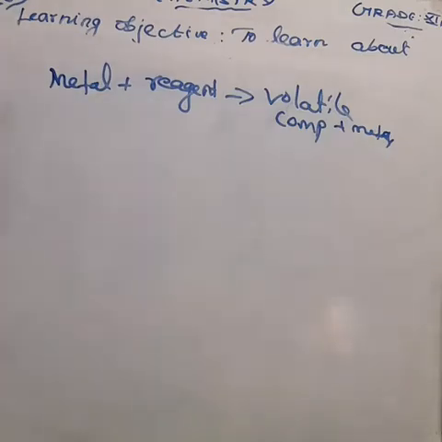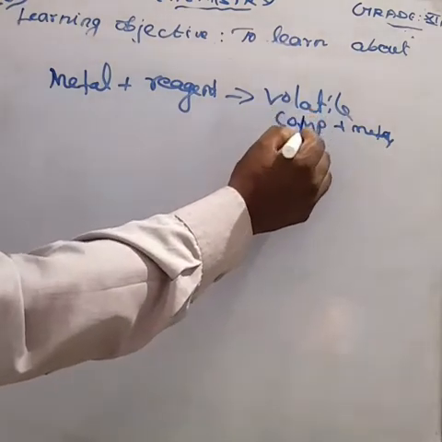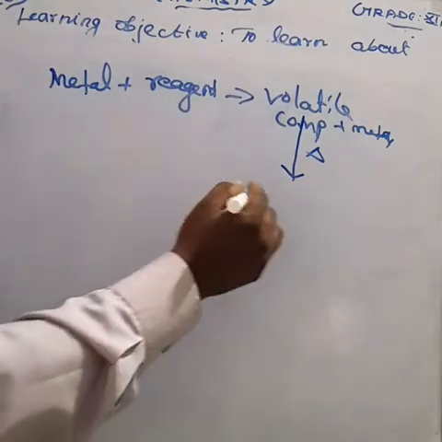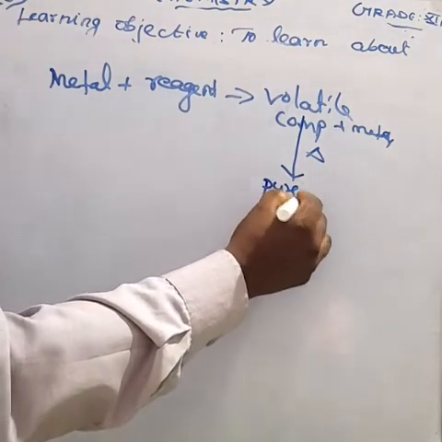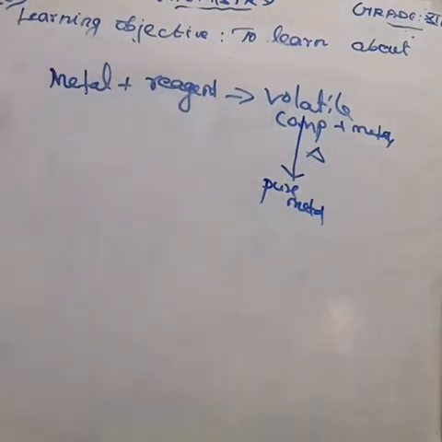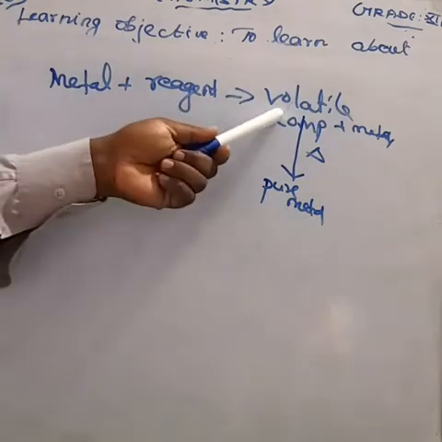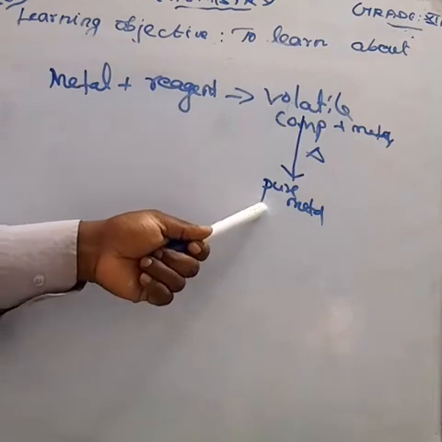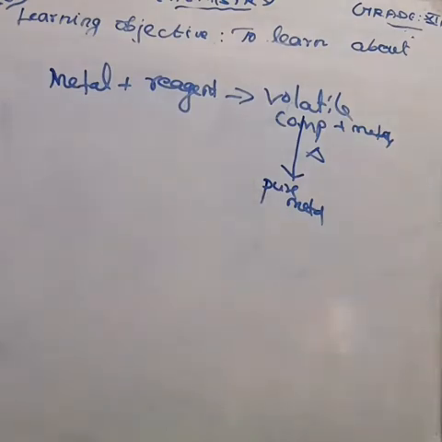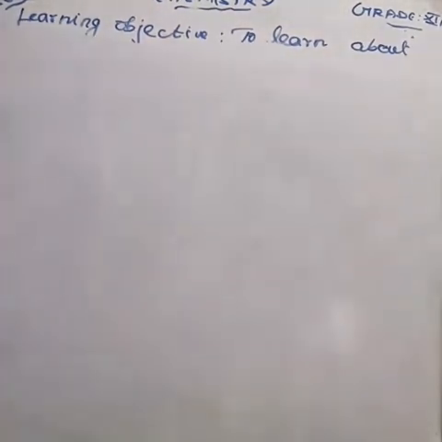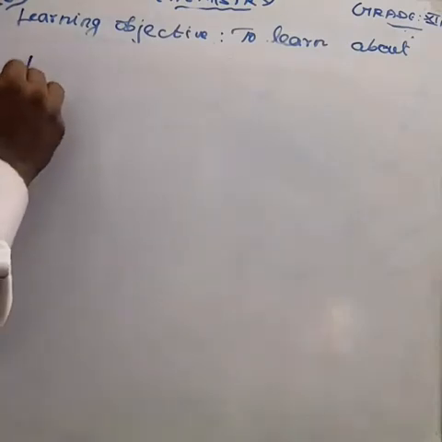Next, what happens? The volatile compound undergoes decomposition. We get pure metal. So first, the metal combines with a suitable reagent, and we get a compound that may be a volatile compound. This volatile compound again undergoes decomposition, and we get the pure metal and the respective reagent. Am I right? Here we are using a process called the Mond process. Very, very important question. Mond process.